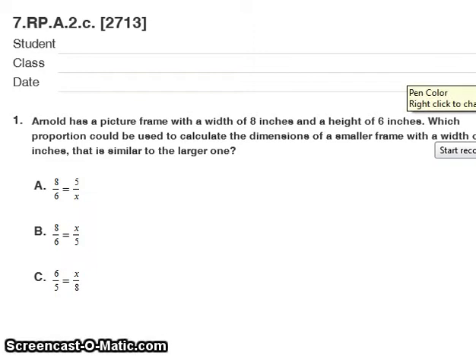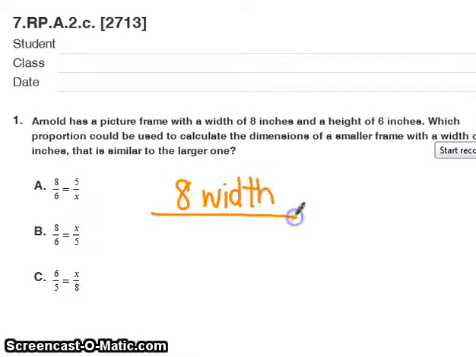So today we are looking at the 7.RP.A.2.c practice probe. Number 1, question 1 says Arnold has a picture frame with a width of 8 inches. And I have taught you to write the number with words so we know what it means. And a height of 6.